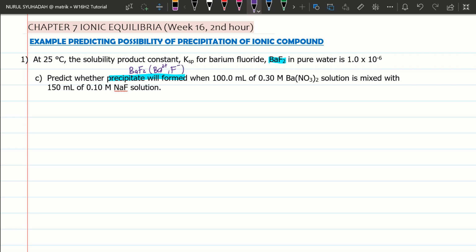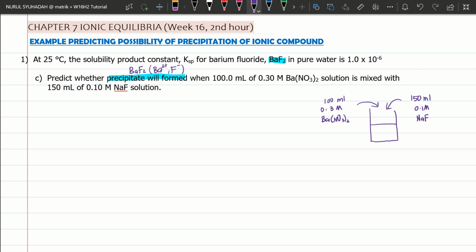Okay, now kiranya sekarang ni cerita kita ada satu bekas. Okay, dalam bekas ni kita masukkan dua benda. The first one, we add 100 ml of 0.3 molar Ba(NO3)2. Okay, barium nitrate is a salt. Okay, salt solution lah kita masukkan ni. And then 150 ml of 0.1 molar NaF. Okay, also a salt solution. So now, kita nak tahu precipitate boleh terhasil ke tak?